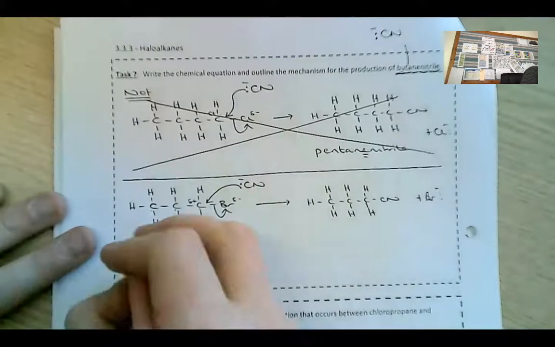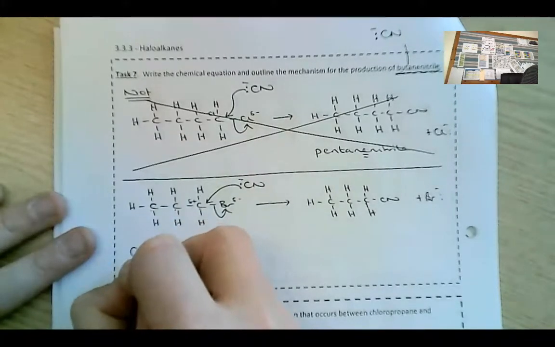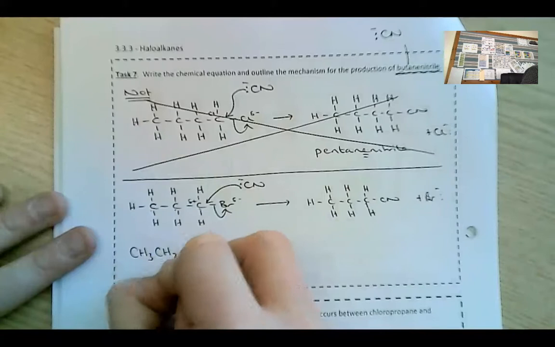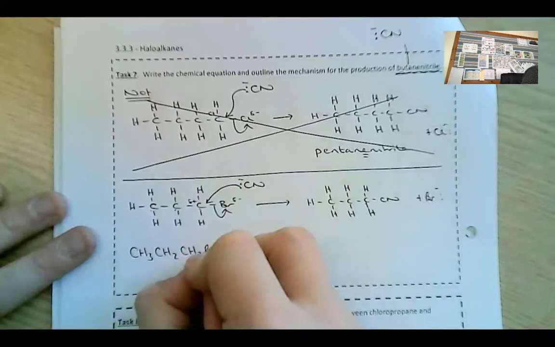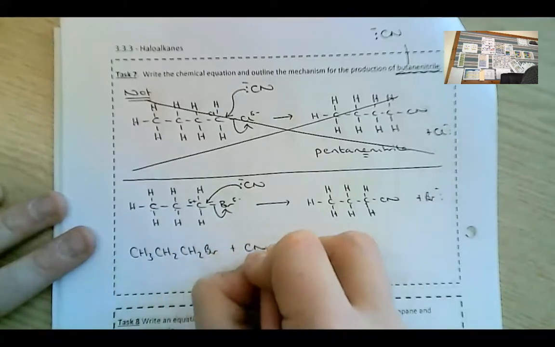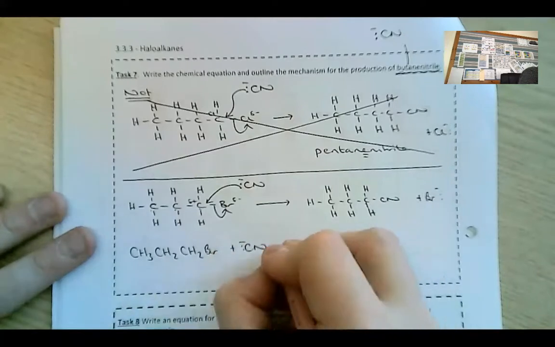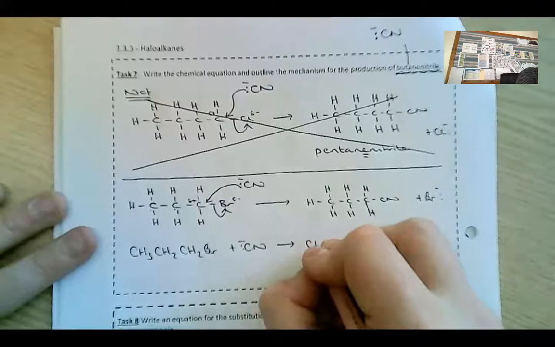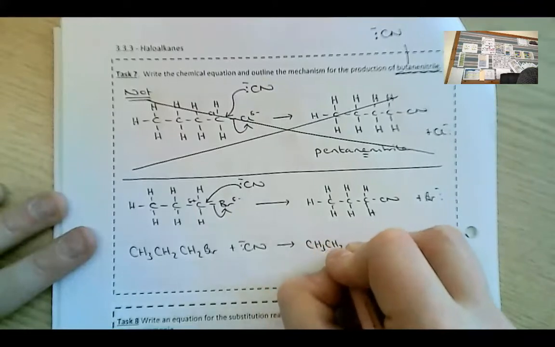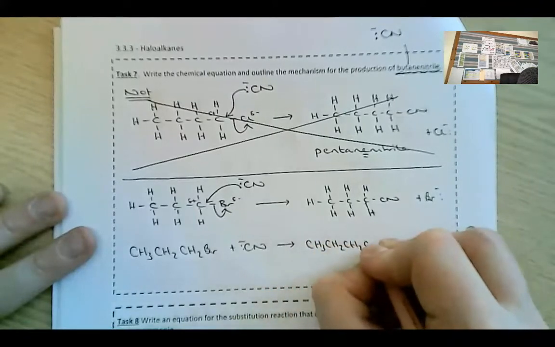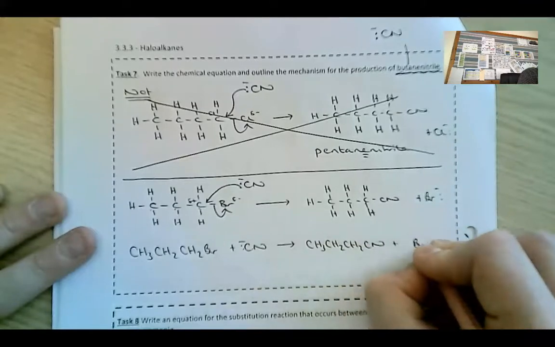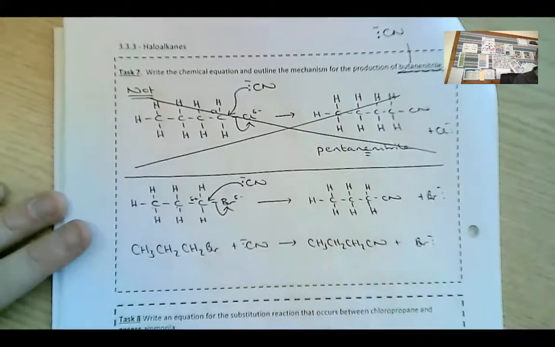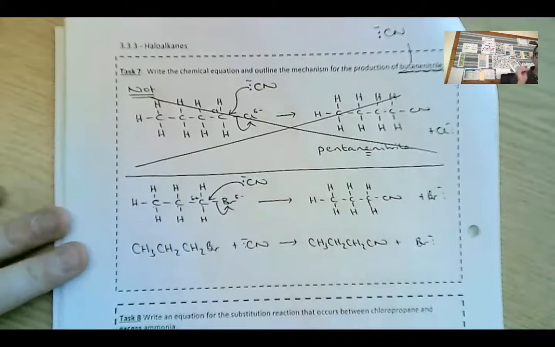Let's do the equation. Let's do CH3CH2CH2Br plus CN minus, and again, negative charge lone pair on the carbon, is going to go to CH3CH2CH2CN plus Br minus. Okay, so that would get you the mark for the equation.